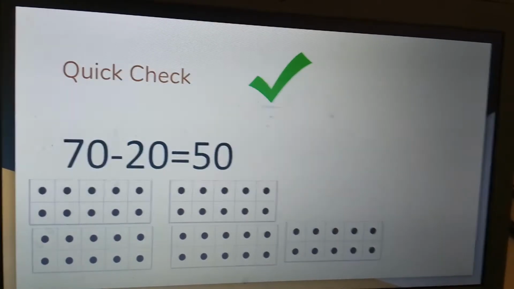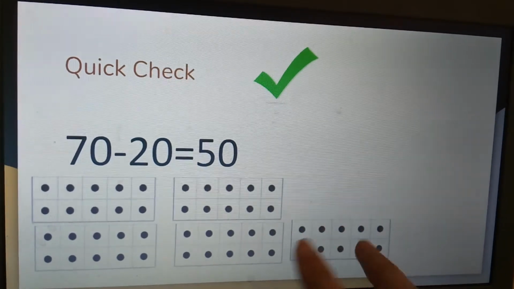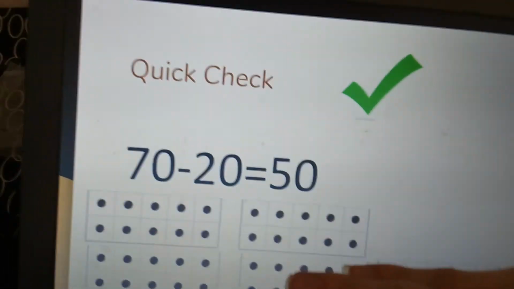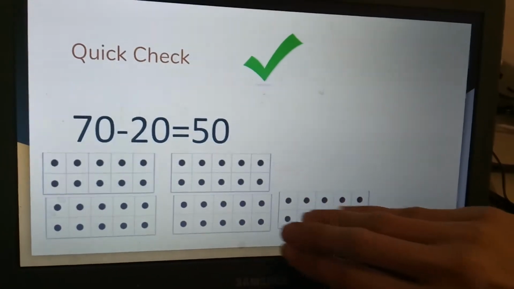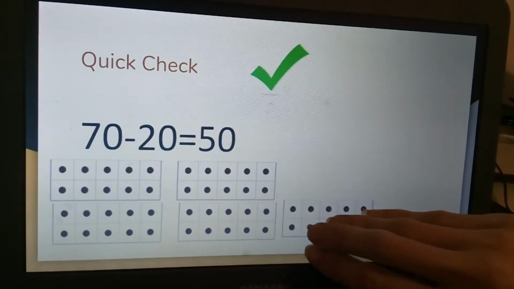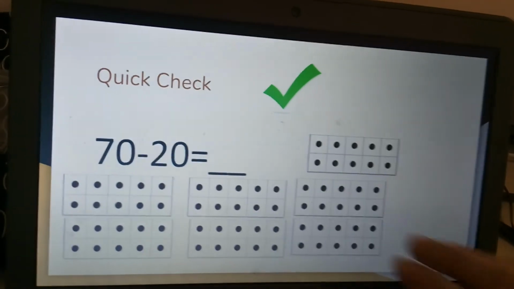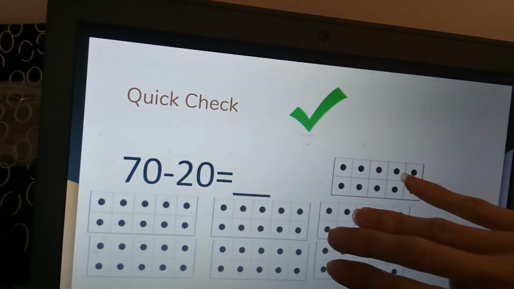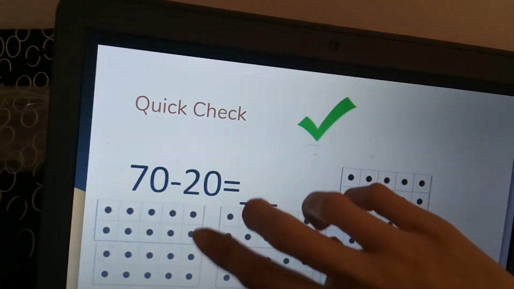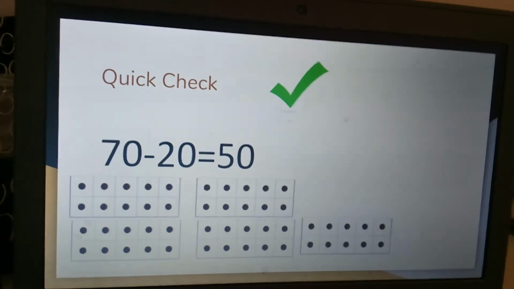I see a lot of 50s. Let's see if we can prove that work. So I know 20 is 2 groups of 10. So once again, we're going to cover that up. And when I cover that up, I see that I have how many 10 frame cards? 1, that's my pinky counting, 2, 3, 4, 5, which matches right here.